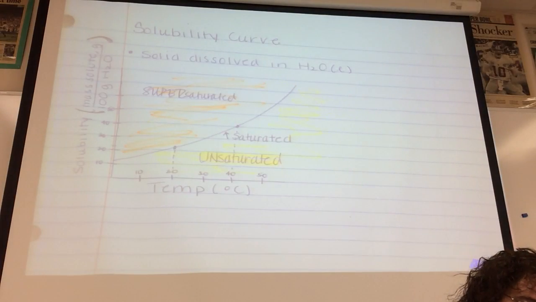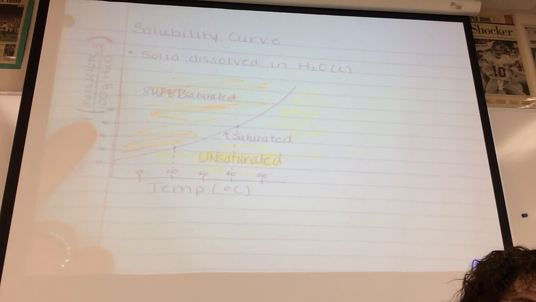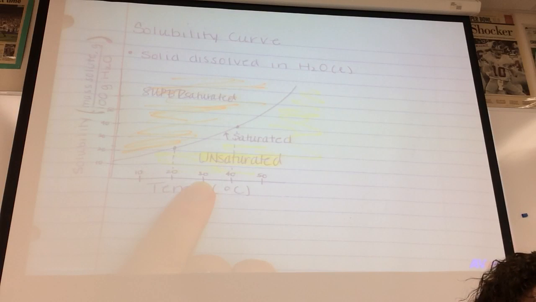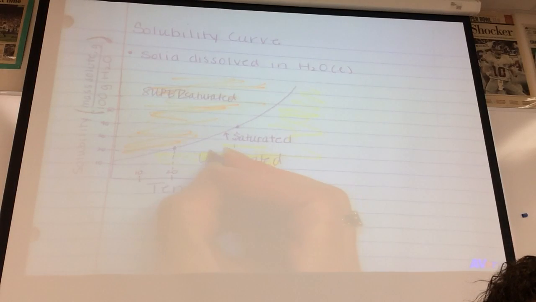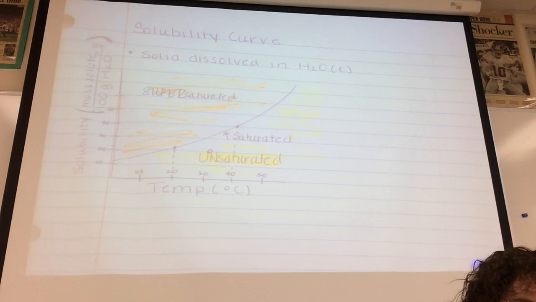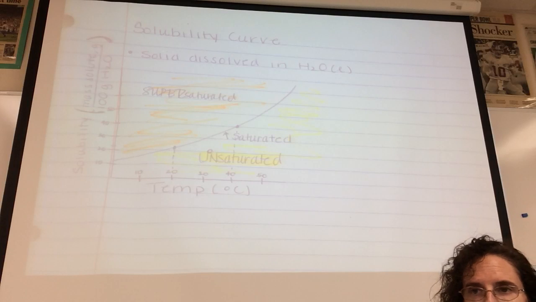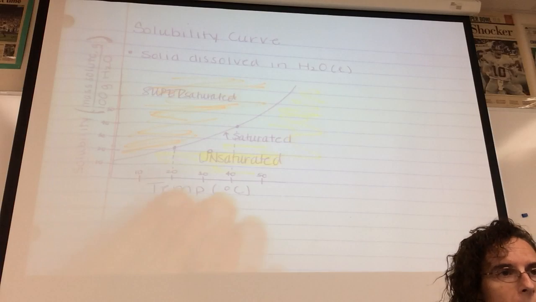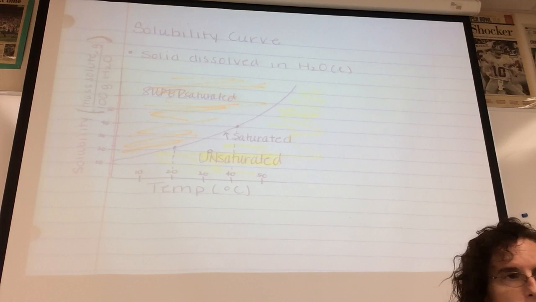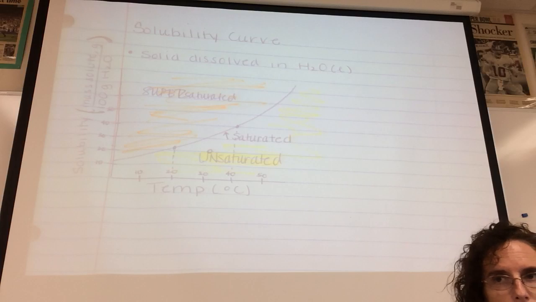If I say to you, you're at 40 degrees Celsius, what mass of solute can dissolve in 100 grams of water? 40. What mass of solute can dissolve in 50 grams of water? 20. Good. If I say to you, at 30 degrees Celsius, only 20 grams of solute dissolves in 100 grams of water, is your solution unsaturated, saturated, or supersaturated? Unsaturated. So you see how to read the curves, and you'll get more practice with this when we do the second lab of the chapter.